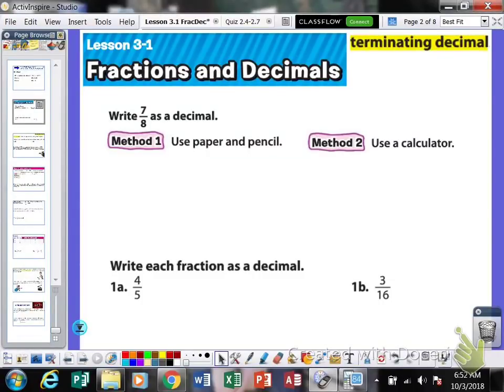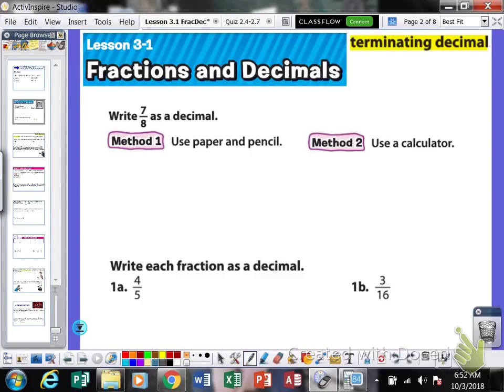So, in chapter 3, we're going to be talking about rational numbers. A rational number is any number that can be written as a fraction. We're first going to start off with fractions and decimals, and we're going to talk about the terminating decimal. Terminating means to end.